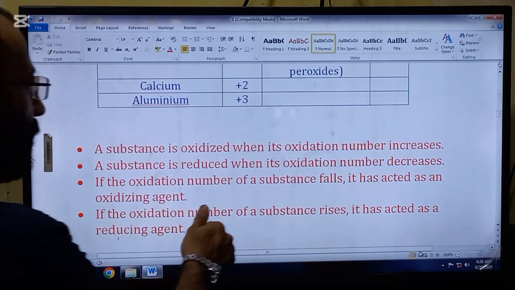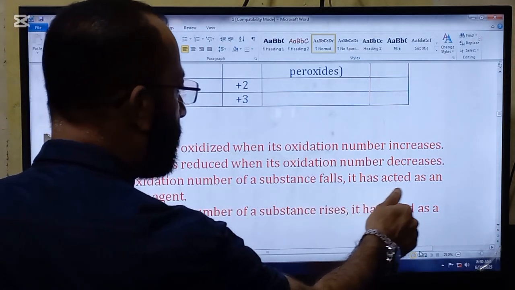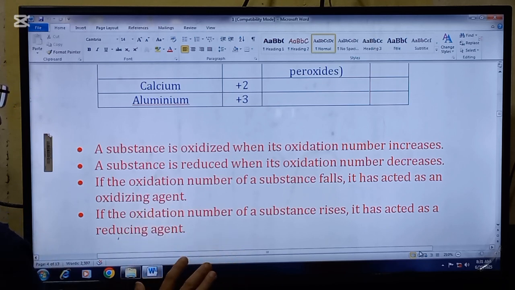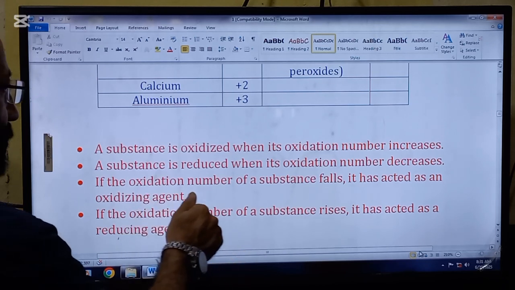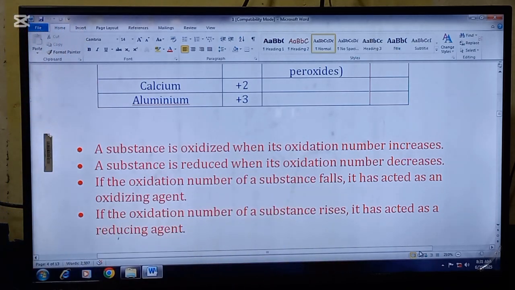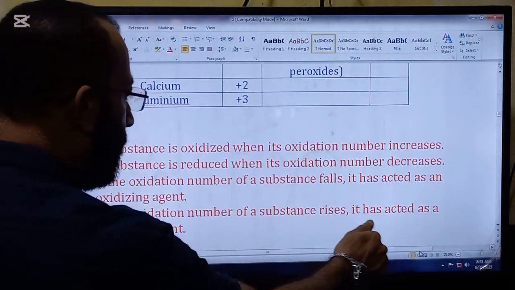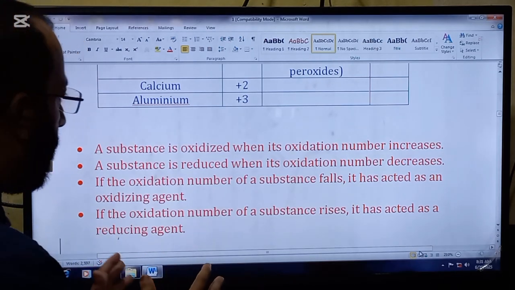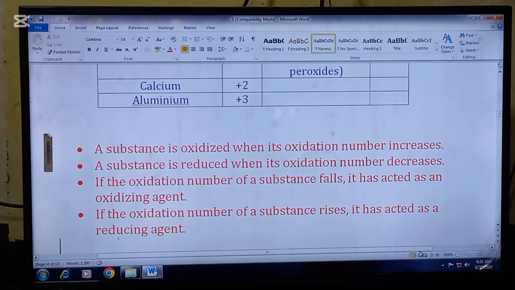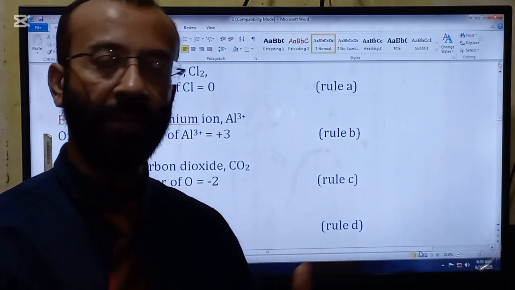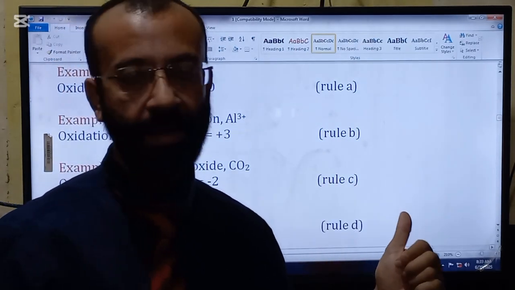If the oxidation number of a substance falls, it has acted as an oxidizing agent. So this is an important rule, important point. Oxidation number falls, the substance will act as oxidizing agent, and vice versa. If oxidation number rises, it will act as a reducing agent. So these are some important points. And now we are going to solve some questions using the rules we have just understood and read.